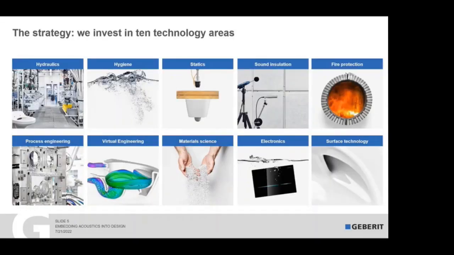Then I would like to show you the strategy part, where we invest in 10 technology areas, as you see on the screen. Today our topic is basically statics and sound insulation. Geberit invests 3% of annual turnover in the engineering department, where we develop our products in terms of hydraulics, hygiene, statics, fire protection, virtual engineering, material science, etc. Today we will see more on the regulation part about statics and sound insulation, so we can get the actual value of how much it should be for our bathroom in a practical scenario.